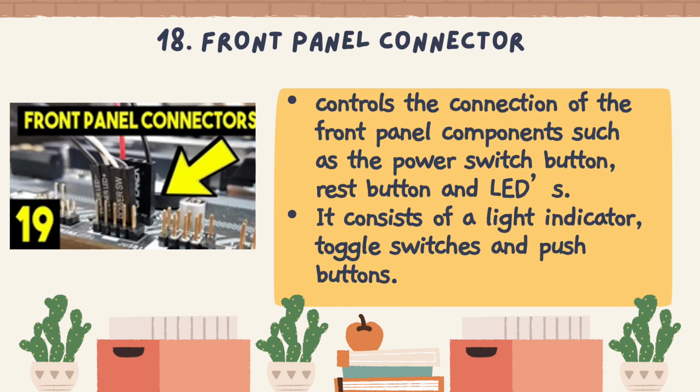Kapit lang. Next, a front panel connector. It controls the connection of the front panel components such as the power switch, buttons, reset buttons, and LEDs. It consists of a light indicator, toggle, switches, and push button. So, si front panel connector, pag nag-disassemble, then assemble, kailangan, bago kayo mag-disassemble, tandang-tandaan ninyo yung position ng front panel connector. Kasi hindi magbubukas yung system unit natin kapag iba-iba yung switch niya.